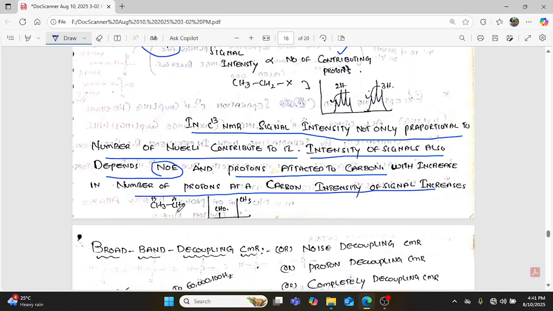Suppose, see this one, CHO and CH3. This is one type of carbon, this is another type of carbon. In between those two carbons we may have coupling, but that is ruled out. Between carbon and hydrogen we may have coupling, that is also ruled out. That's why we are getting two signals, two singlets only. But this intensity is less and this intensity is more. Why? Because a larger number of protons is present at this carbon. That's why the intensity is higher.